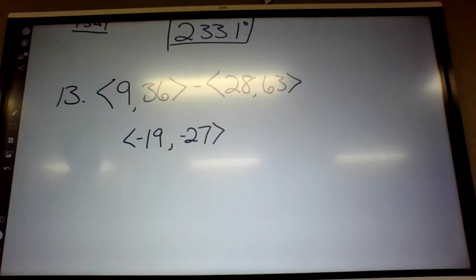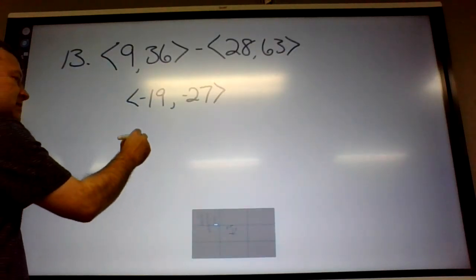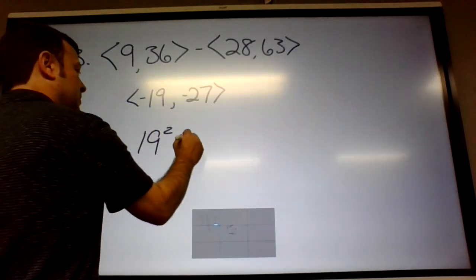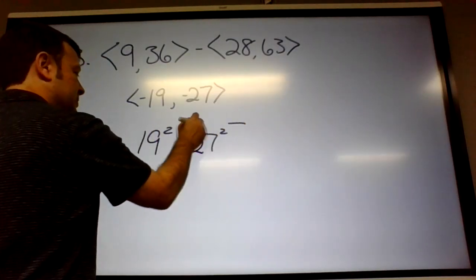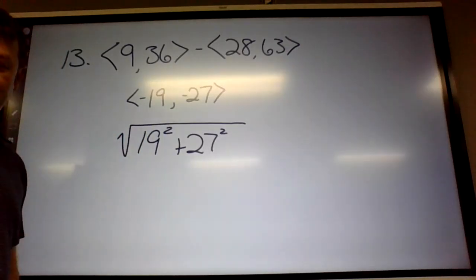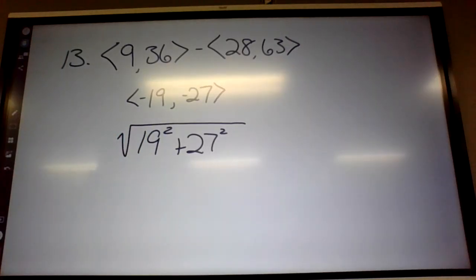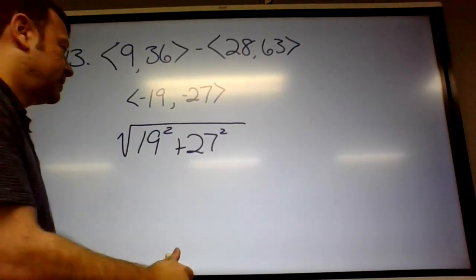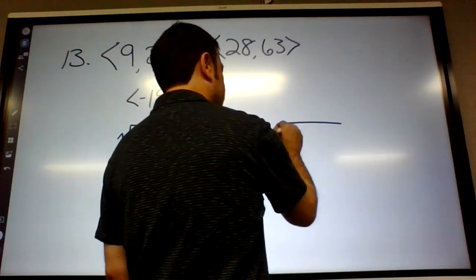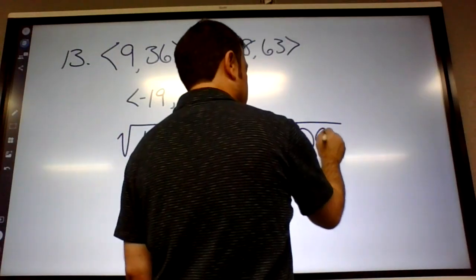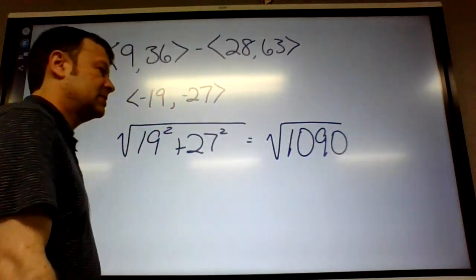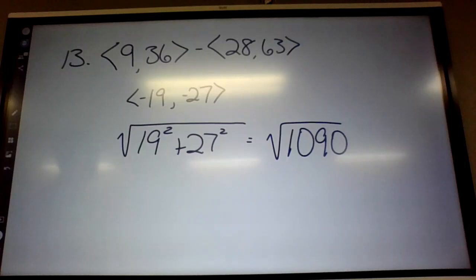Okay, well, that's the vector, but we need the magnitude. So we have to do 19 squared plus 27 squared. This one does not come out pretty. It doesn't really simplify. Anyway, that's the magnitude.